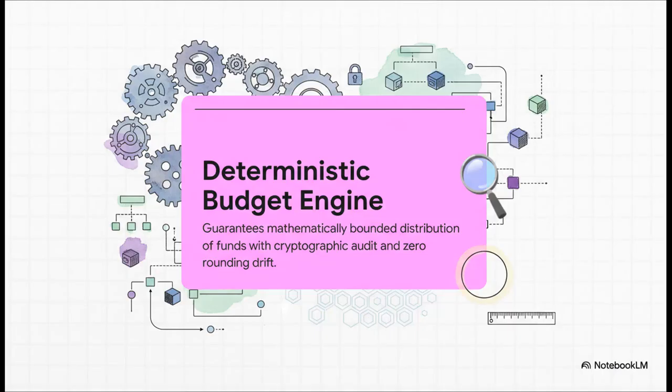And here it is, the deterministic budget execution engine. Now let's be super clear. This is not a new payment app. It's not another cryptocurrency. You should think of it more like a constitutional-grade control system. Its one and only job is to guarantee a mathematically perfect distribution of funds, create a flawless audit trail, and, this is the most important part, have absolutely zero rounding drift.